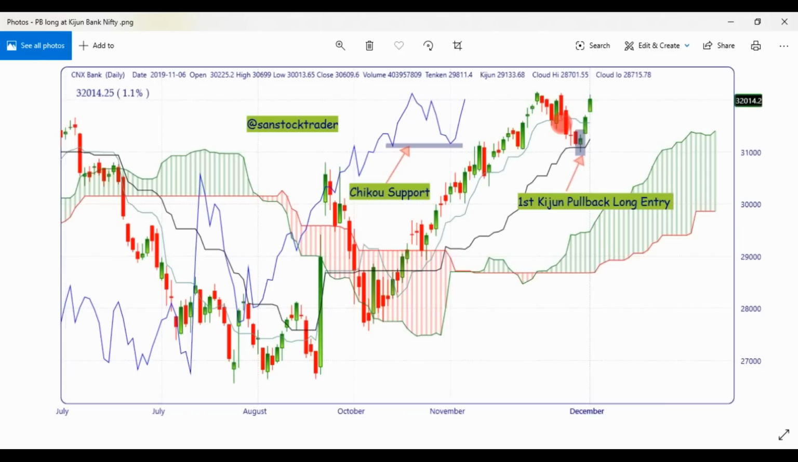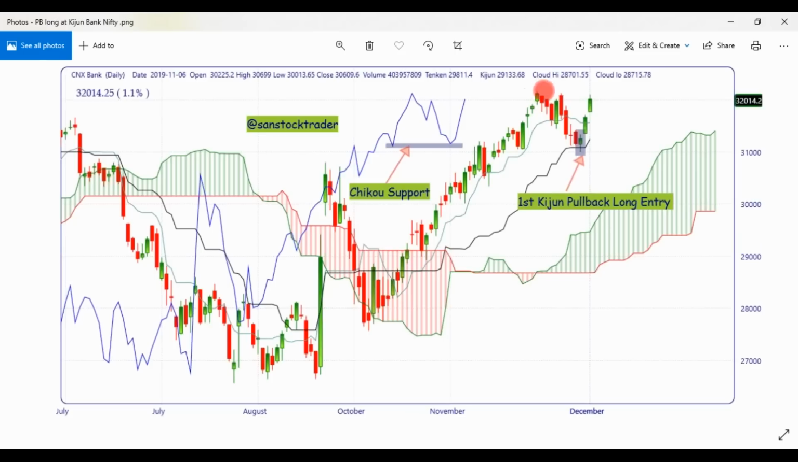That's why do not make the mistake: when a stock or index gives a sharp correction for the first time, it is only a pullback, it's not a correction. And that's exactly what happened here. After the sharp correction from 32,000, Bank Nifty took support at 31,000, which was precisely the Kijun-sen level. And there we got our confirmation bullish candle. So above this candle high was our long trigger, and see how beautifully price moved in the next 2 days.